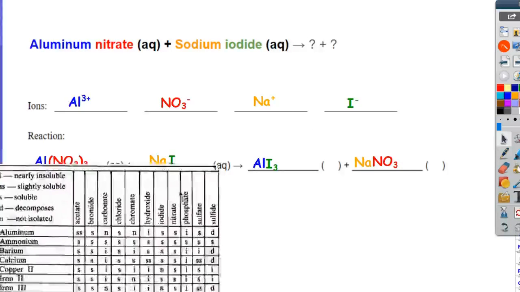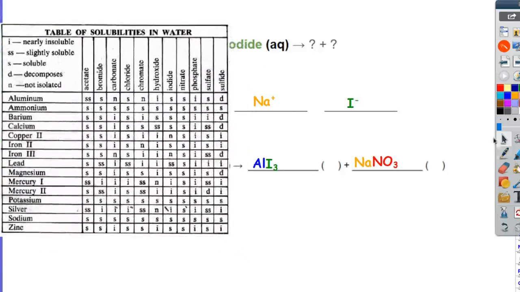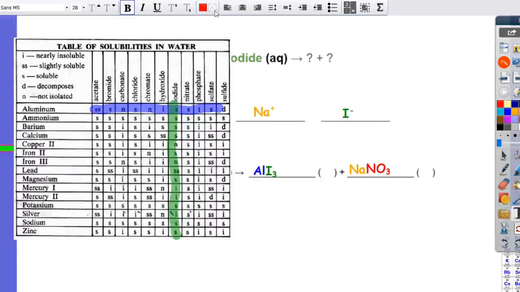So now I need to look these up on my chart. So let me find my aluminum right here at the top, and my iodide. And where these two meet, I get an S. So S stands for soluble, which means that my state of matter is aq.